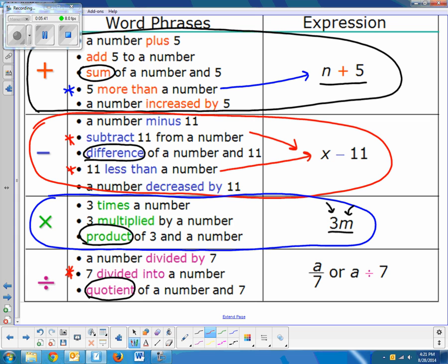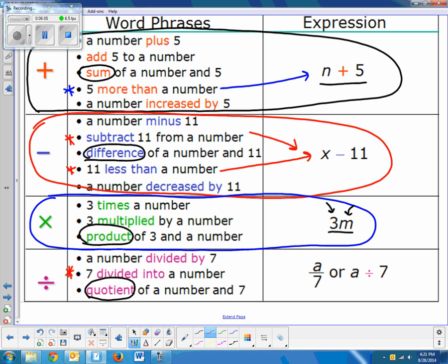There's 3 7s in 21. If you have 21 pens, you can divide that into 3 piles of 7. 7 divides into 21 3 times. And so that 7 divides into a number is a peculiar way of saying it. We don't hear it that way very often, but it is a perfectly acceptable way of expressing a division problem.